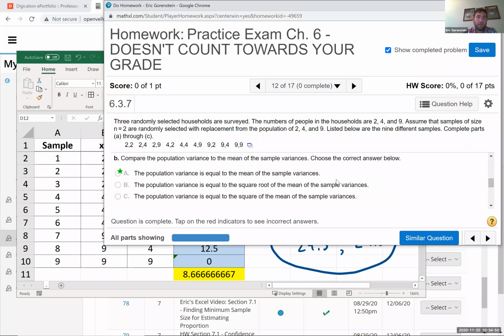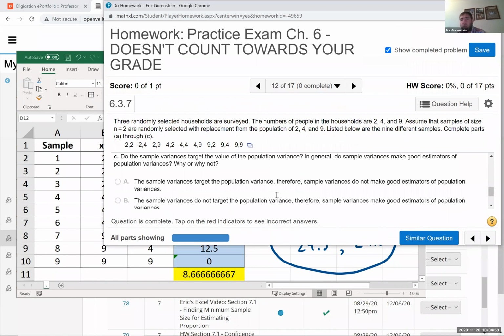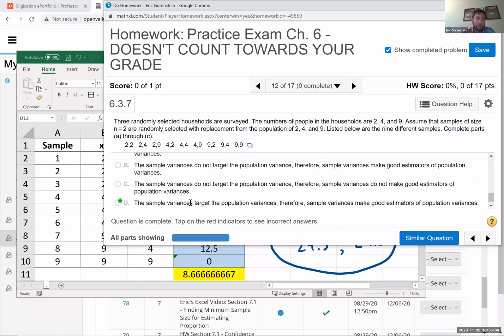so this is something that I went over in the Excel video. Hopefully all of you watched. And do the sample variances target the value of the population variance? Well, yes, because they're equal. Once you have every possible sample variance and you average them out, you get the population variance. So yes, that is true.